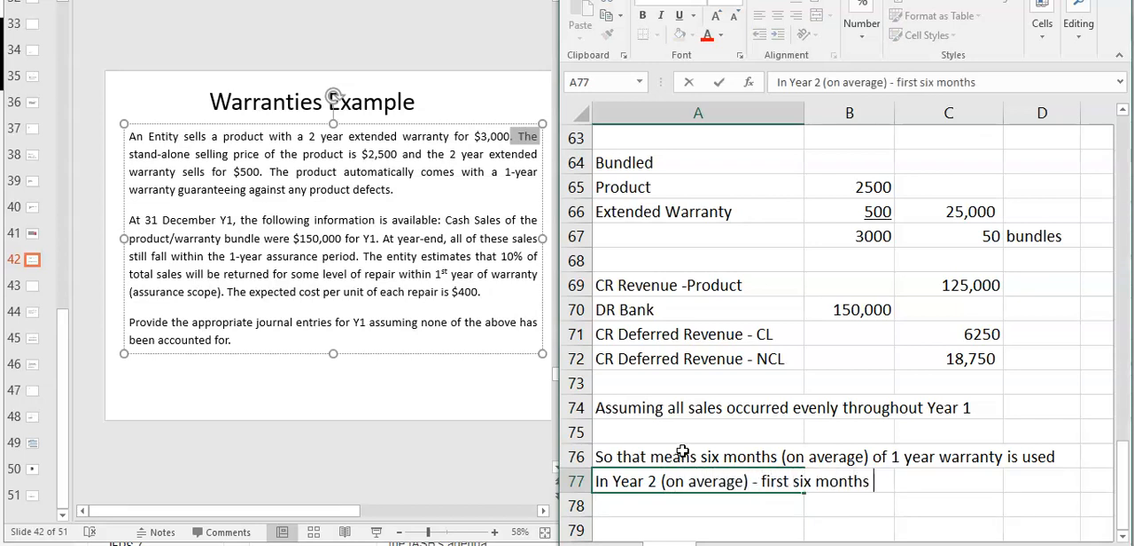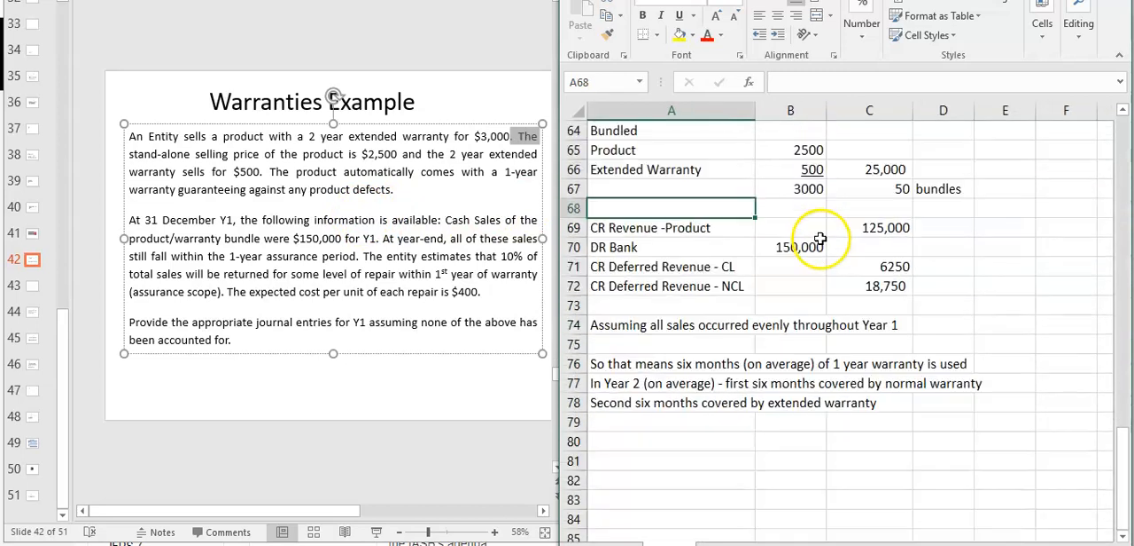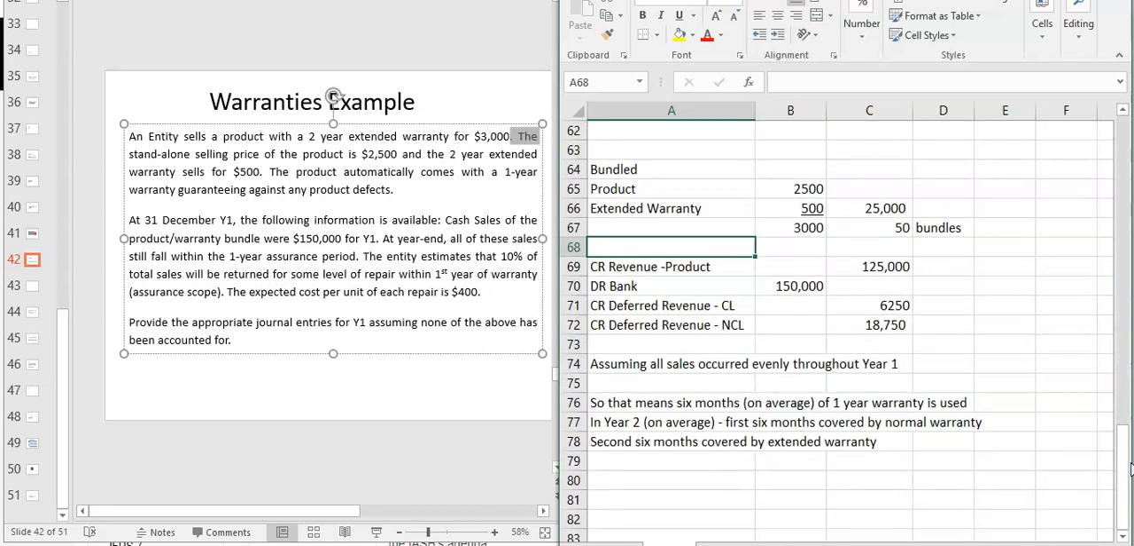first 6 months covered by normal warranty. Second 6 months covered by extended warranty. Right? That's the key thing we had to do there. It was a bit tricky here because we weren't told when the sales were made. We're told they're just made throughout the year. So if we assume on average they occurred halfway during the year, some were before halfway, some were after, then we're assuming 6 months of the year 1 warranty was used.